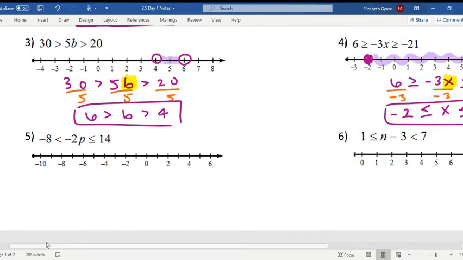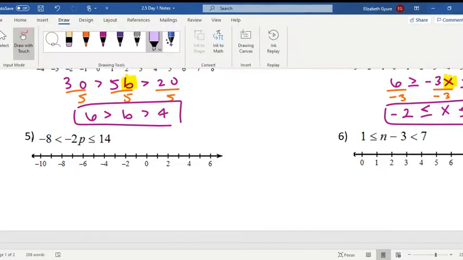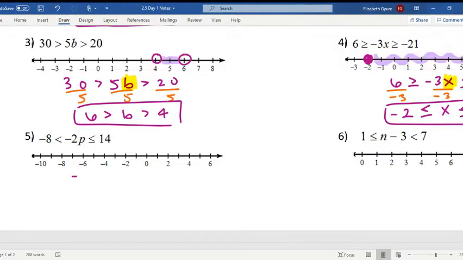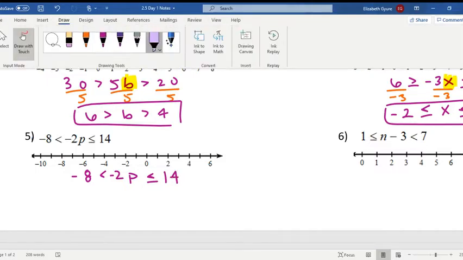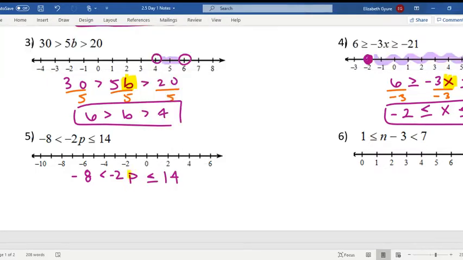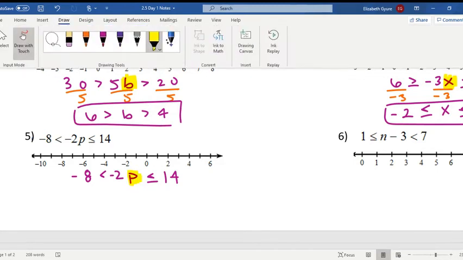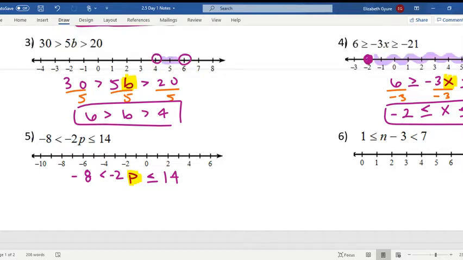Take a look at number 5. We have negative 8 is less than negative 2p is less than or equal to 14. I want to get the variable p all by itself in the middle. So what opposite operation do I have to do here? Divide by -2. Good.